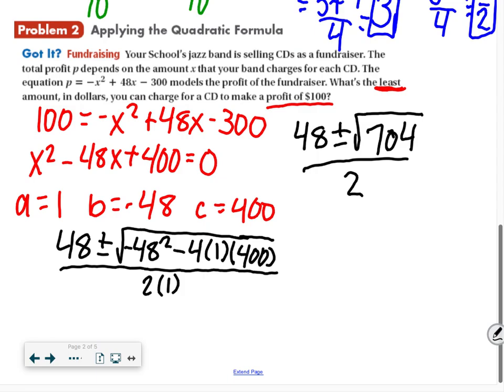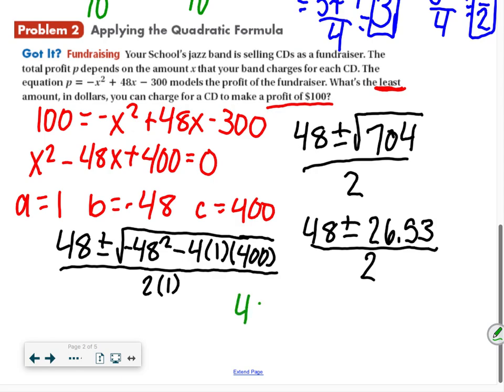Whenever it's a word problem, you have to actually find an actual answer. We're talking about money, so can I get 2 decimal spots? 26.53. Okay, I'm going to get 2 answers. First one, what do I do? Add 48 plus 26.53 divided by 2. Who's got that one? 37.27.